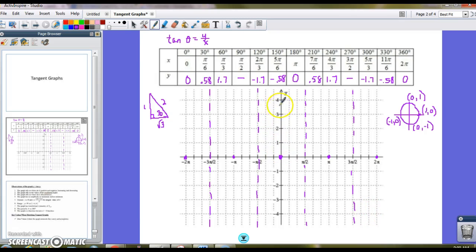Let's then talk about at 30 degrees, I'm at 0.58. At 60 degrees, I'm at 1.7. And let's see, at 120, I'm down at negative 1.7. And then I'm at negative 0.57. And then I'd be at 0.57, and then at 1.7.